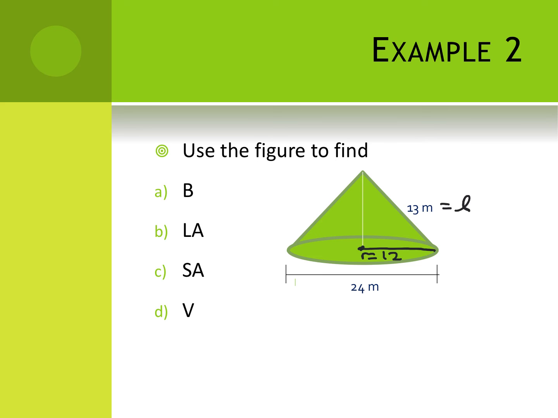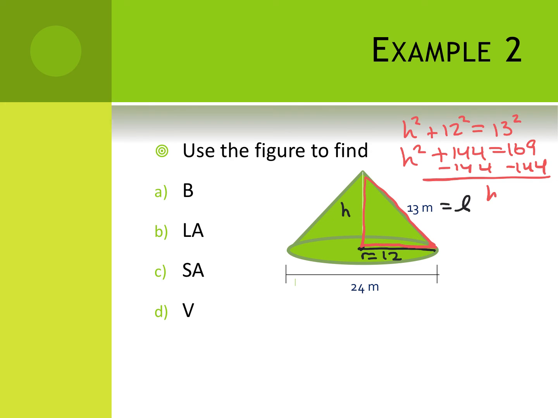Now, if you want to, before we even start, we can go ahead and find the height, because again, we're going to form a triangle here. And this one's actually a triple. But again, if you don't know your triples, we'll go ahead and do Pythagorean theorem. We're going to do h squared plus 12 squared equals 13 squared. 12 squared is 144. 13 squared is 169. Subtract the 144. H squared equals 25. Square root it. And the height of the cone is 5.